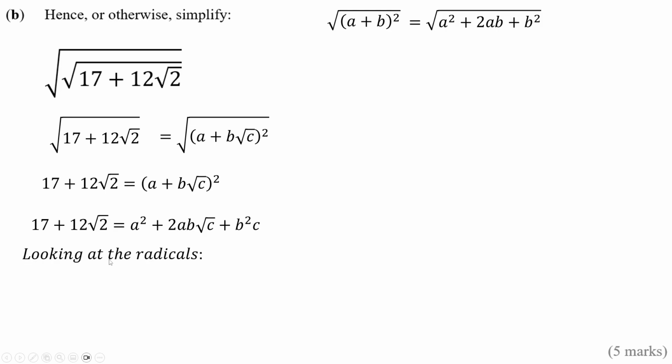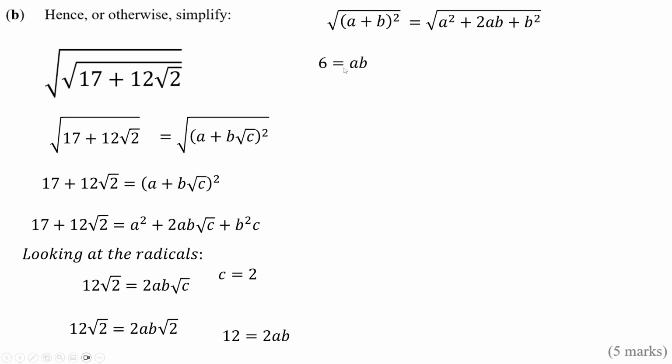They're related because if you just make them equal to each other, you'll be able to see that c must equal 2, because if these two are identical, they're the same. Then if you divide by 2 on both sides and then divide by root 2 on both sides, and then divide by 2 like I said, you get 6 equals ab. We're going to use this later on. But now that we've looked at the radicals, let's look at the rest of it.